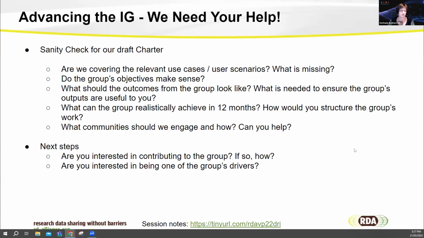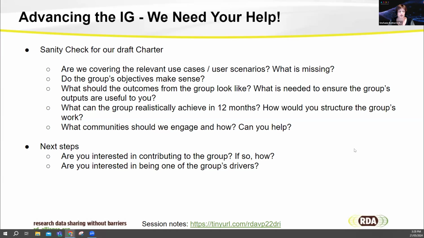And some of the questions we have are: are we covering the relevant use cases or user scenarios? What's missing? What did we get wrong? Do the group's objectives make sense? What should the outcomes from the group look like? What would be needed to make sure the group's outputs and outcomes are useful to you?